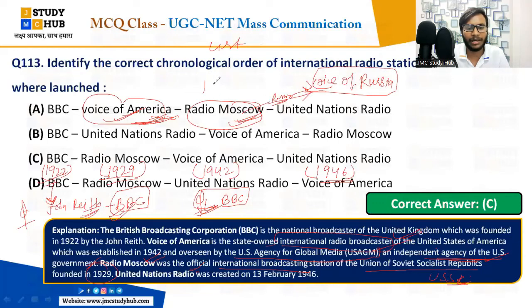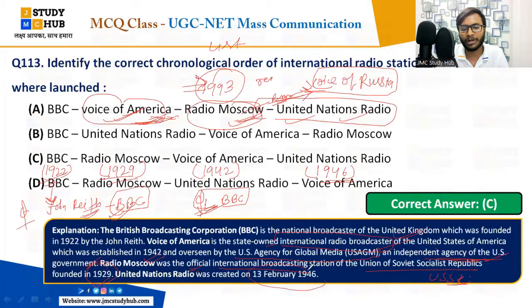Radio Moscow was started in 1929, but it was closed down in 1993 and renamed the Voice of Russia. It has been re-inaugurated. Okay, let's go. United Nations Radio is also an international radio station, which was created on the 13th of February 1946. And you know that 13th February, which day is celebrated, everybody?